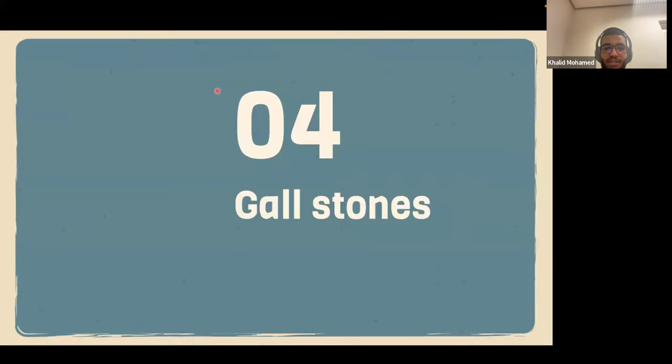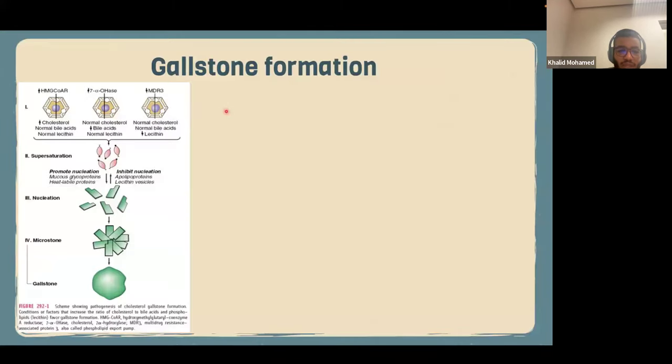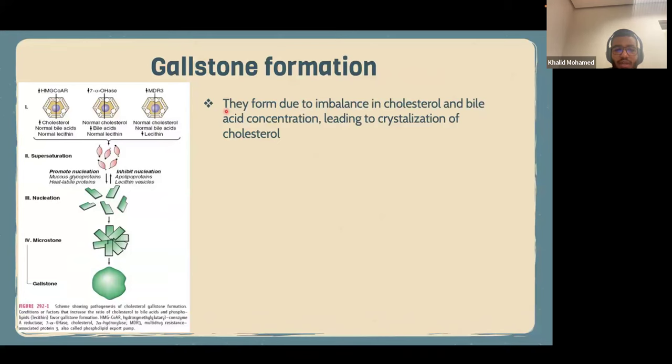Right now, we'll talk about the final concept and the highest yield concept of this lecture, gallstones. Okay, so what is a gallstone? Gallstone is basically when cholesterol crystallizes in bile. Okay, it forms crystals, and these crystals of cholesterol are what we call a gallstone. Okay, and this forms due to imbalance in cholesterol and bile acid concentration.